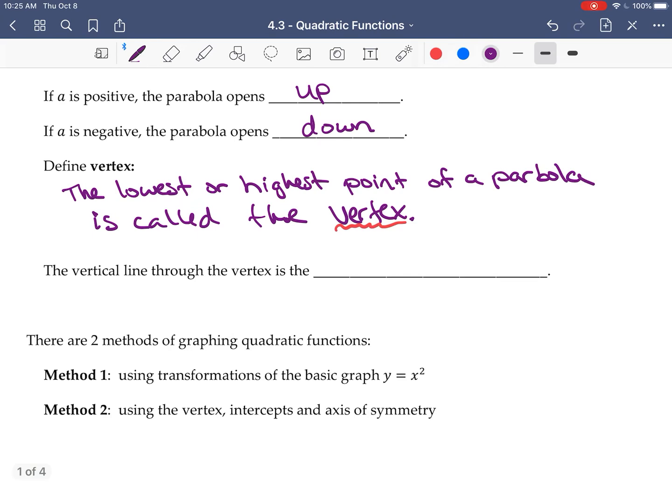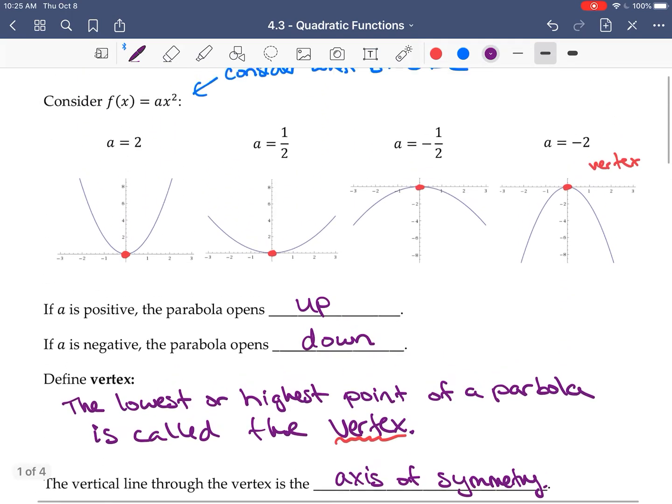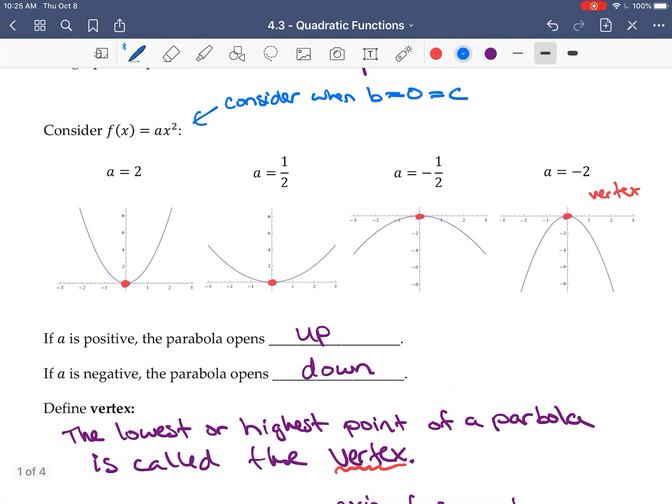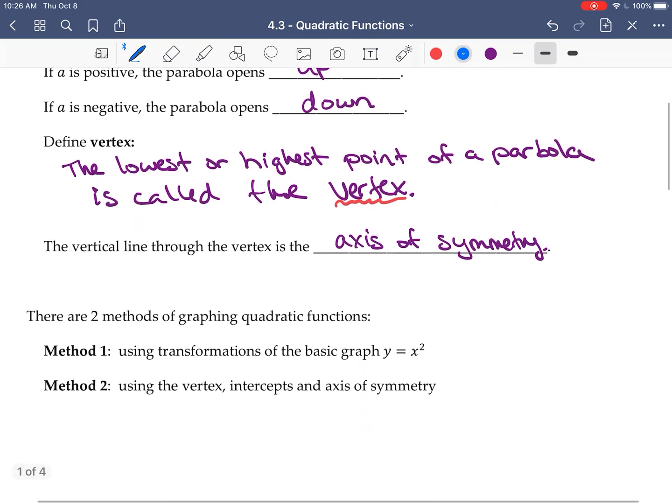Now the vertical line that goes through the vertex is called the axis of symmetry. So the graph is symmetric about that line. If we go along the vertical line that goes through, you'll see that the graph looks the same on both sides. So it's symmetrical about that line. These aren't great examples because the line is the y-axis, but it doesn't have to be. If the parabola is shifted horizontally, then this line will move as well.